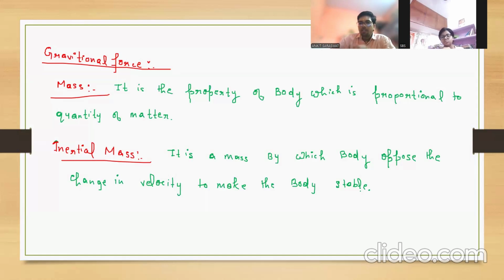You are applying the same force on two bodies, but one body has less inertia, one body has more inertia. Then which body is more stable? The one with more inertia, because it has more ability to oppose its change in velocity. That's why it is opposing to make the body stable. So inertial mass is clear to you. Understood?